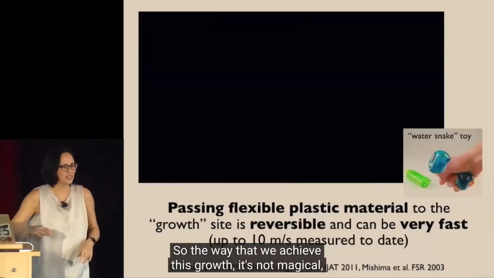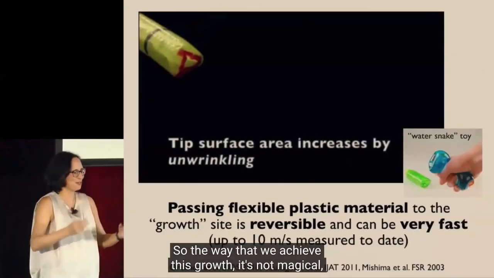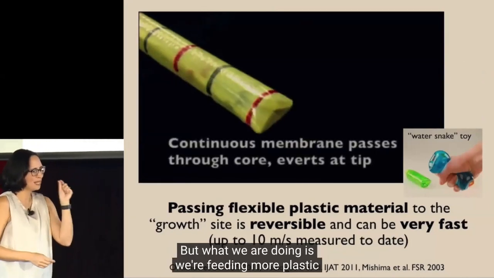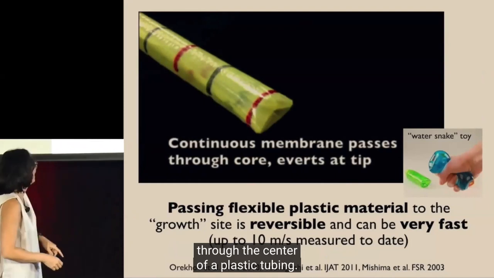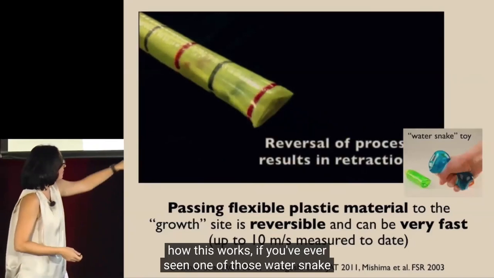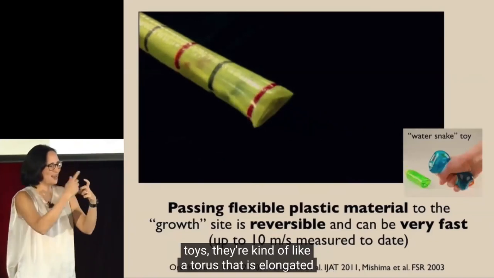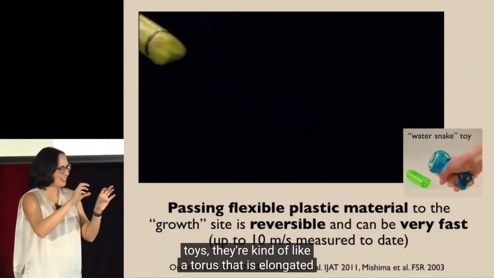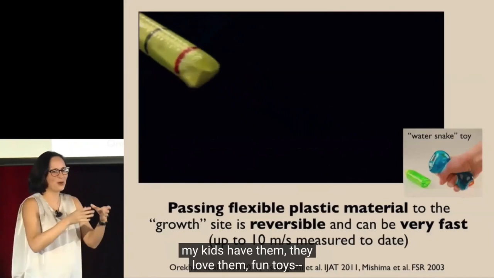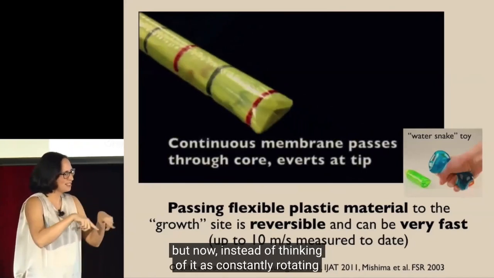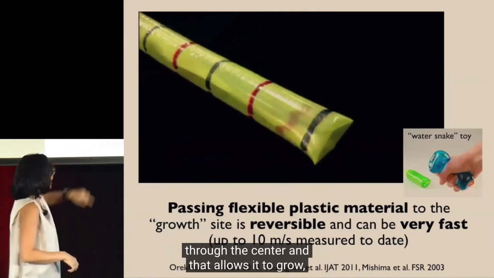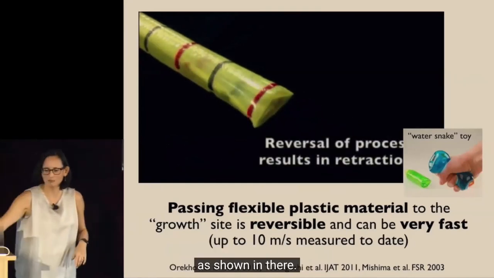So the way that we achieve this growth, it's not magical. We're not magically creating the material at the tip. But what we are doing is we're feeding more plastic through the center of a plastic tubing. And if you're having trouble picturing mechanically how this works, if you've ever seen one of those water snake toys, they're kind of like a torus that is elongated, and they flip in and out of each other. My kids have them. They love them. Fun toys. But now, instead of thinking of it as constantly rotating about itself, we just keep feeding more material through the center, and that allows it to grow, as shown in there.